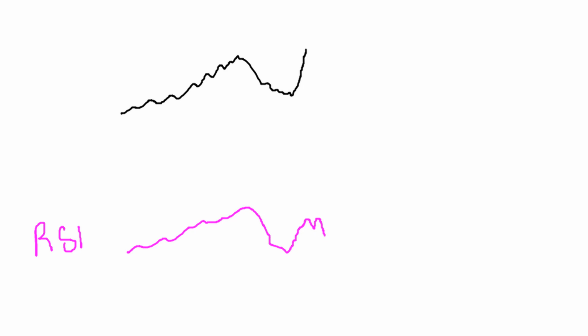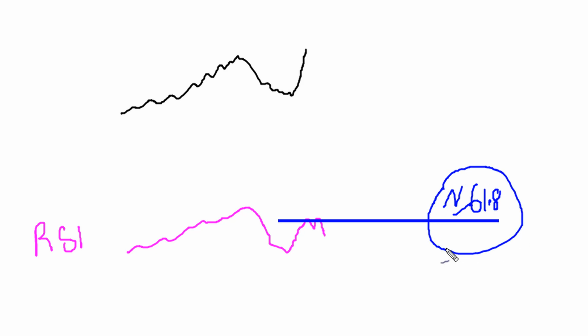Now, the key in this example is this level here, where the RSI is stalling, around RSI 61.8. And as you've heard me say before, negative divergence, where the RSI stalls around 61.8, tends to be the strongest type of negative divergence. In other words, the strongest sell signal.